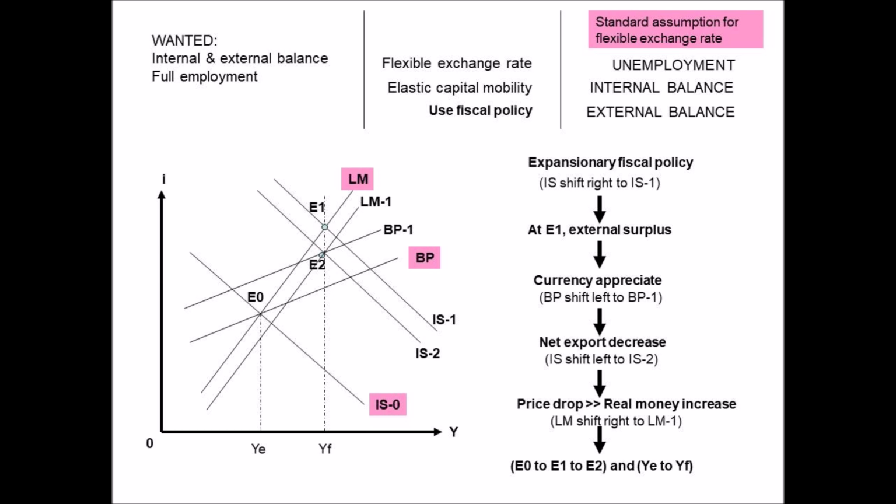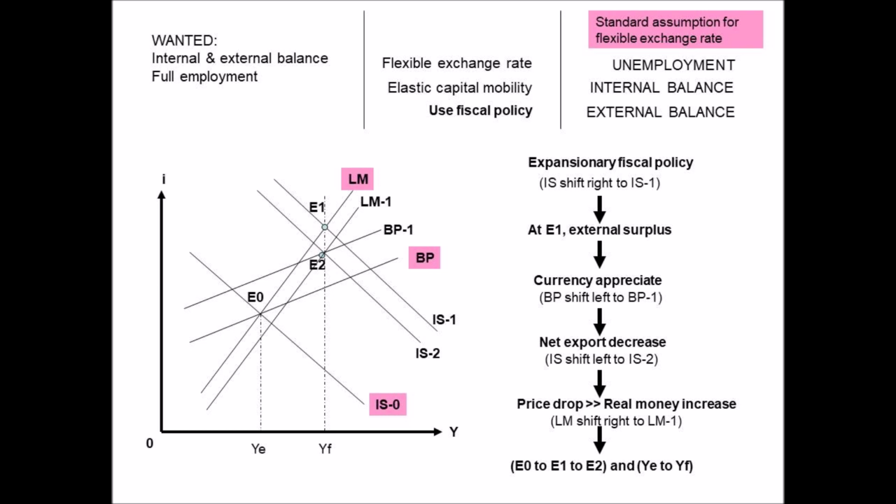What you can do is go further. When you're at an external surplus, the currency will appreciate, because with an external surplus the incoming foreign currency is more than the outgoing foreign currency. So when the currency appreciates, BP shifts left. When your currency appreciates, your net export is affected, because your exports become less competitive and your imports will increase. In summary, you have a net export decrease. Net export affects the IS goods market, so net export decreases, and the IS shifts left to IS2.